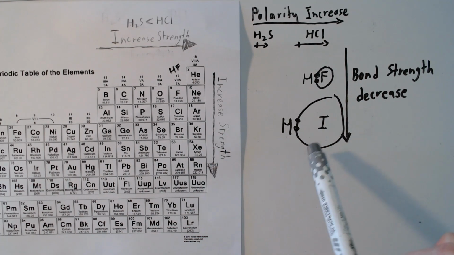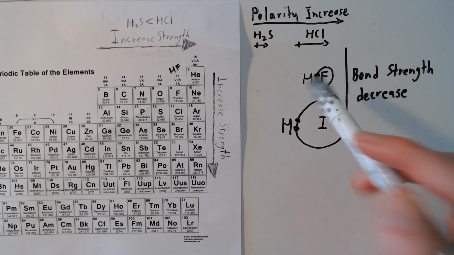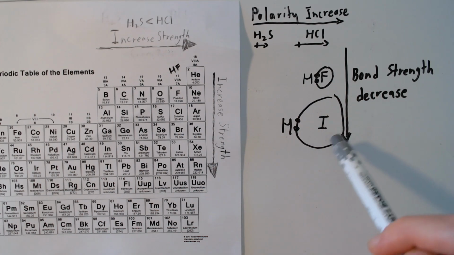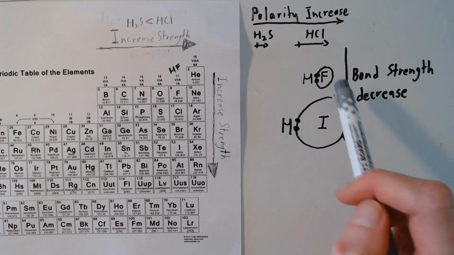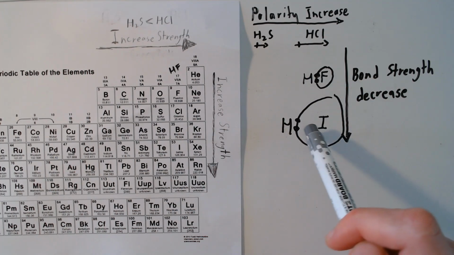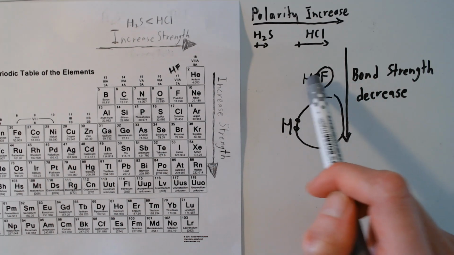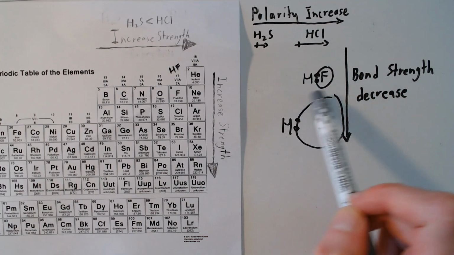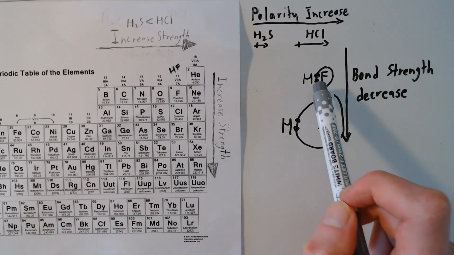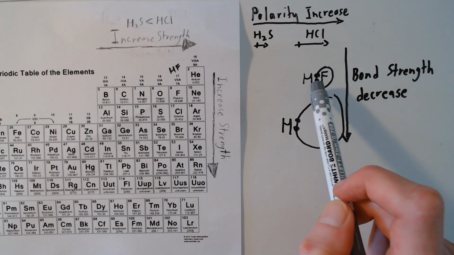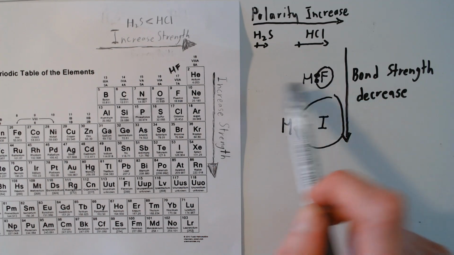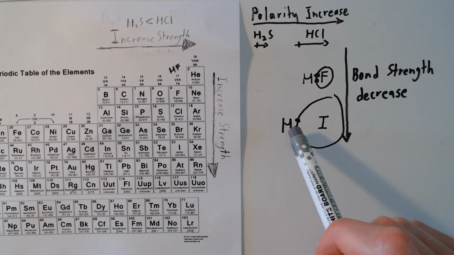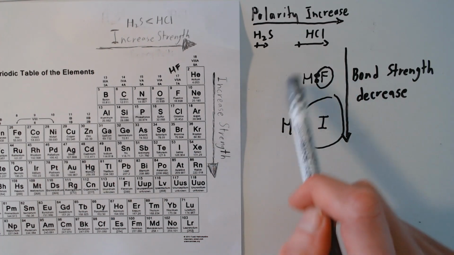And because of this, the F bonds this H more tightly because they're closer than the I bonds the H. So this bond right here is much stronger than this bond, because these atoms are much closer to each other than these atoms. And because this bond is much stronger right here, the HF acid has a much more difficult time giving out the H's than the HI. Since the HI has a weaker bond, these H's come off more easily than the H's from the HF.